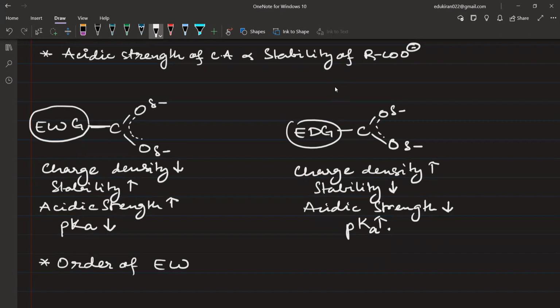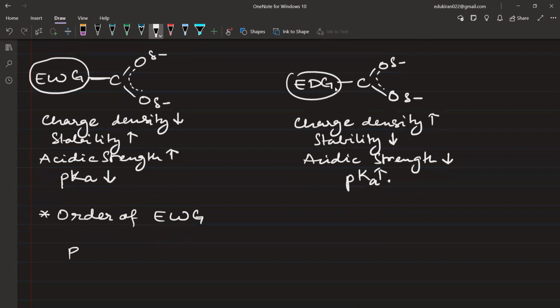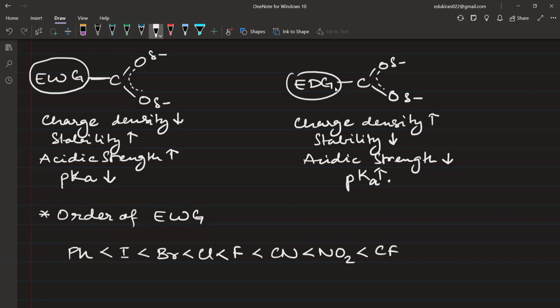Order of electron withdrawing groups. If there is a carboxylic acid attached with phenyl, then phenyl is also going to pull electrons. Then you have iodine, then after iodine we have Br. Then we have chlorine, which has higher electron withdrawing capacity, followed by nitrile, followed by nitro, and then followed by trifluoromethyl, CF3. If CF3 is present, that is going to pull the electrons most effectively.